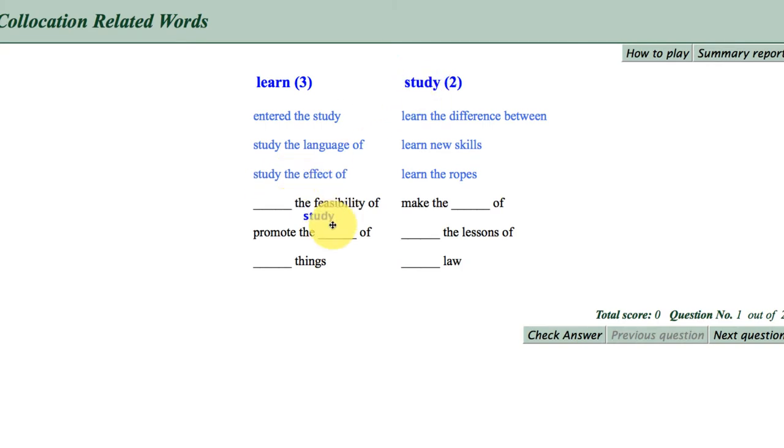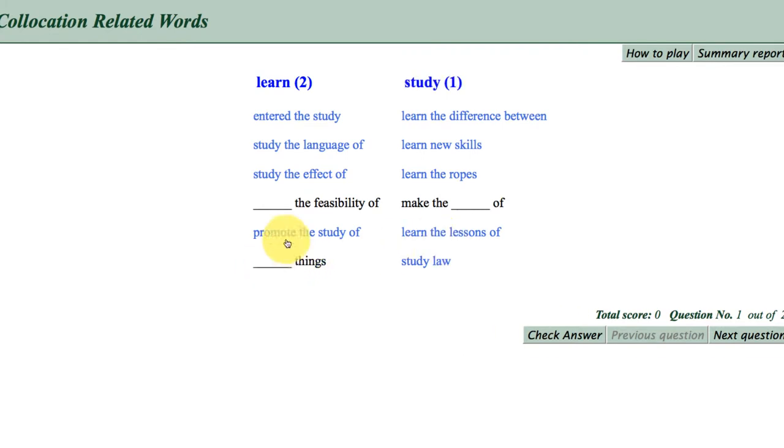At any point you can check the answer below in the bottom right hand corner. You've got a little check tab if you're not sure. Okay, I seem to have too many learns and not enough studies. What have I done? And also in the top right hand corner, if you're not sure about the game, you can go to the how to play button, which gives you instructions.